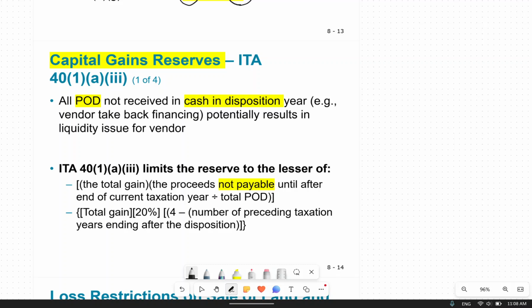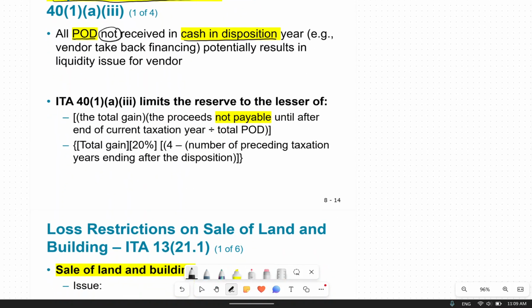Now we are going to go to capital gain reserve. So we have a reserve for capital gain. What happens is that you sold the property, you have a gain, but you did not receive all the money from the buyer. All proceeds are not received in cash in the year of disposition. If that happens, we are allowed to claim a reserve.